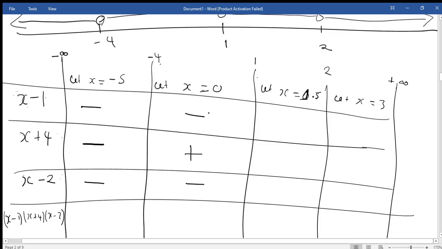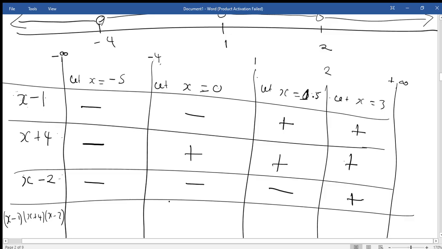1.5 minus 1, that's a positive number. 1.5 plus 4, that's a positive value. 1.5 minus 2, that's a negative value. If I put a 3 there, this is positive, this is positive, and this is positive.